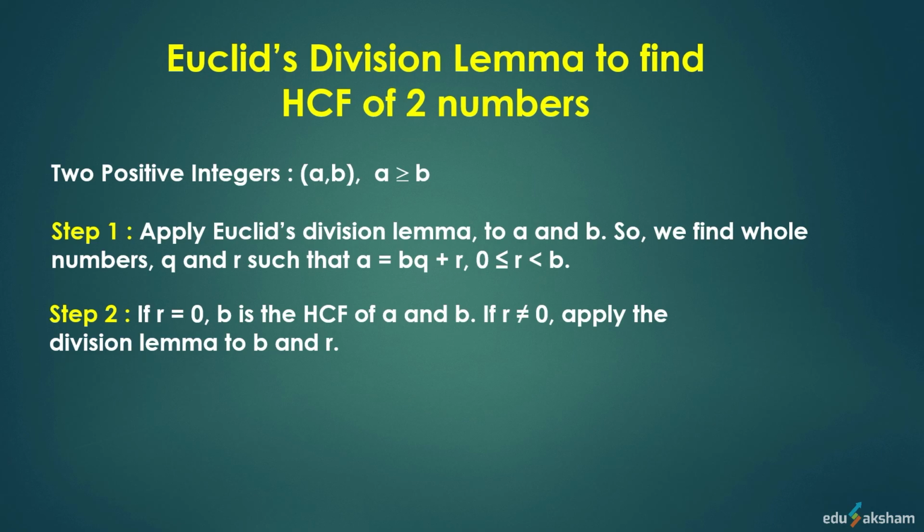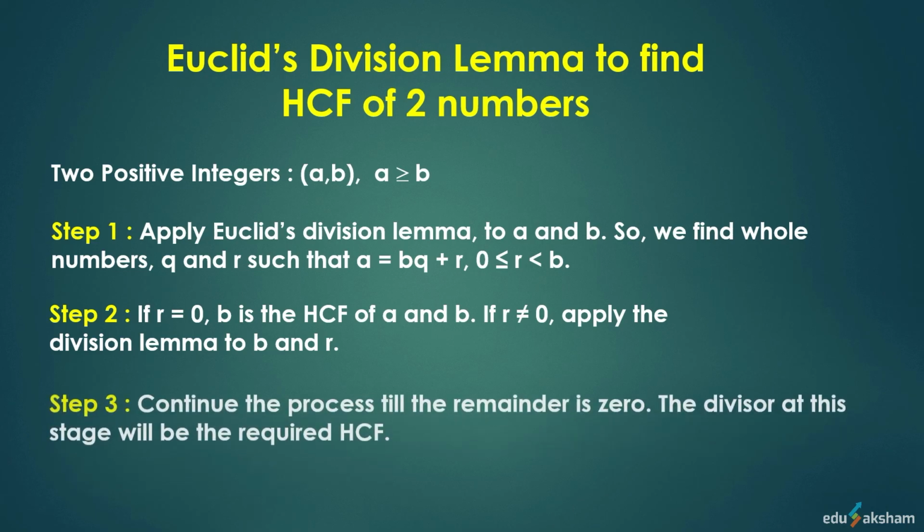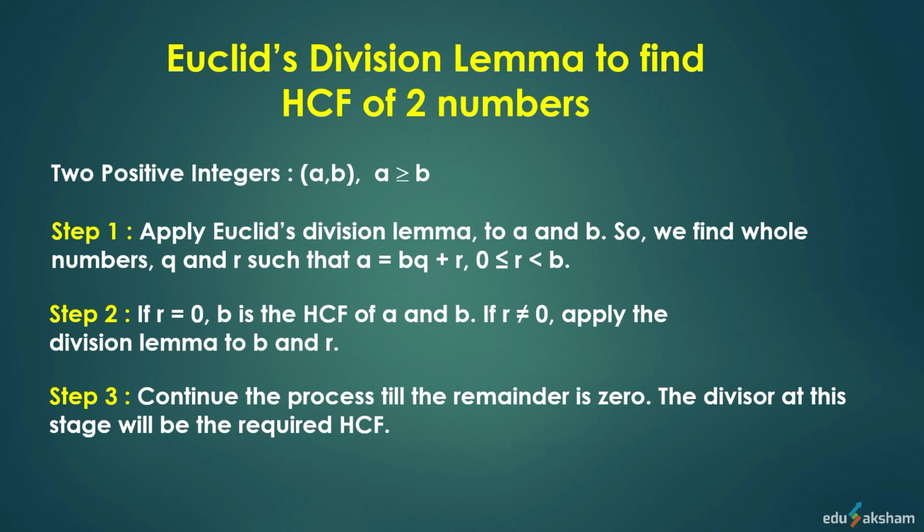But if r is not equal to 0, we will apply the division lemma once again, but this time to b and r, where b will be the dividend and r the divisor. We have to continue this process until we get the remainder as 0. The stage at which the remainder is 0, the divisor at that stage will be the required HCF. This algorithm always works because the HCF of a, b is equal to the HCF of b, r for every pair of consecutive steps.